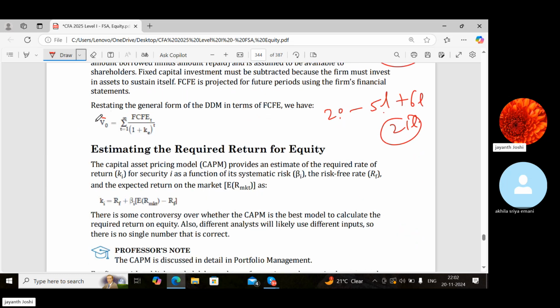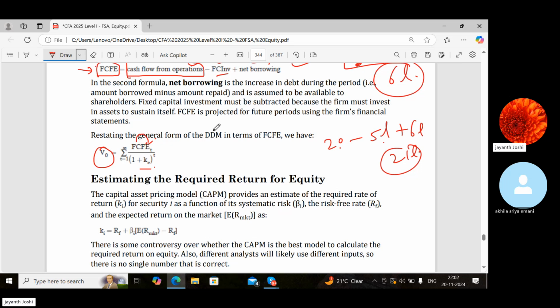Now, the value of a stock can also be found with the help of free cash flow to equity and cost of equity. This is also one of the ways. When we did the dividend discount model, we took dividend. So restating the general form of the dividend discount model in terms of FCFE, there we took dividend, here we are taking free cash flow to equity. Whatever free cash flow to equity is there, we are going to discount it with the cost of equity and find out the stock value. But they haven't given questions related to this, so we are not doing it here.